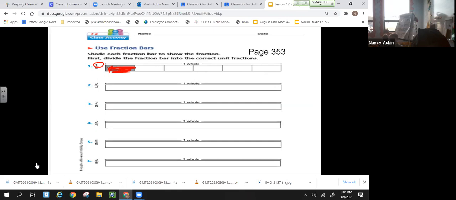We are going to do the same thing, and you're going to notice that these are not all unit fractions. So we're going to have to really think. Let's do number 2 together. It says 2/3. What do you think we're going to divide our bar into? Are we going to divide it in halves, thirds, fourths, fifths, sixths? Ellie, what are we going to divide it into? Thirds.